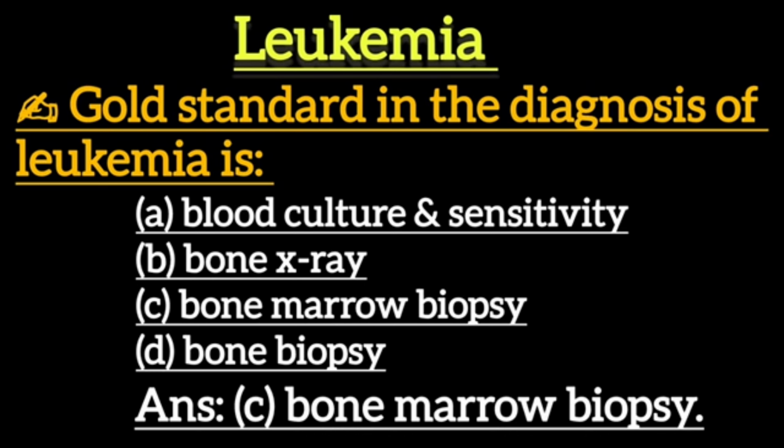Next one is, gold standard in the diagnosis of leukemia is option A, blood culture and sensitivity. Option B, bone X-ray. Option C, bone marrow biopsy. Option D, bone biopsy. Correct answer is option C, bone marrow biopsy.